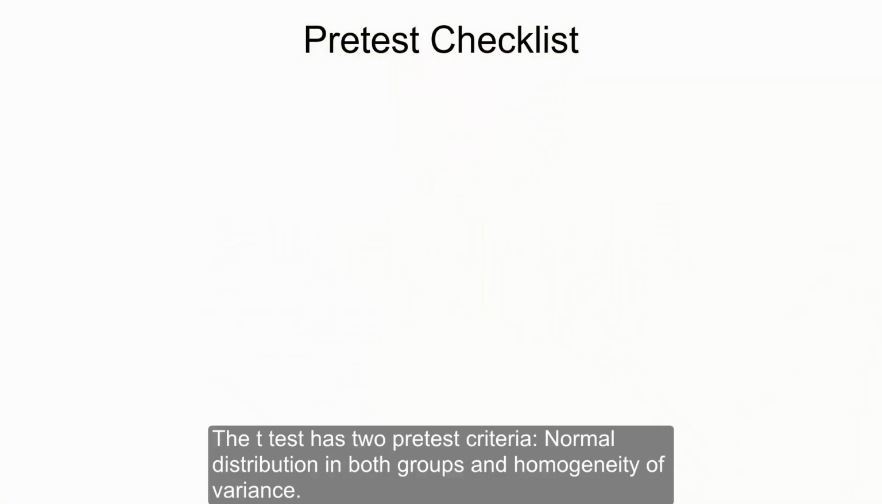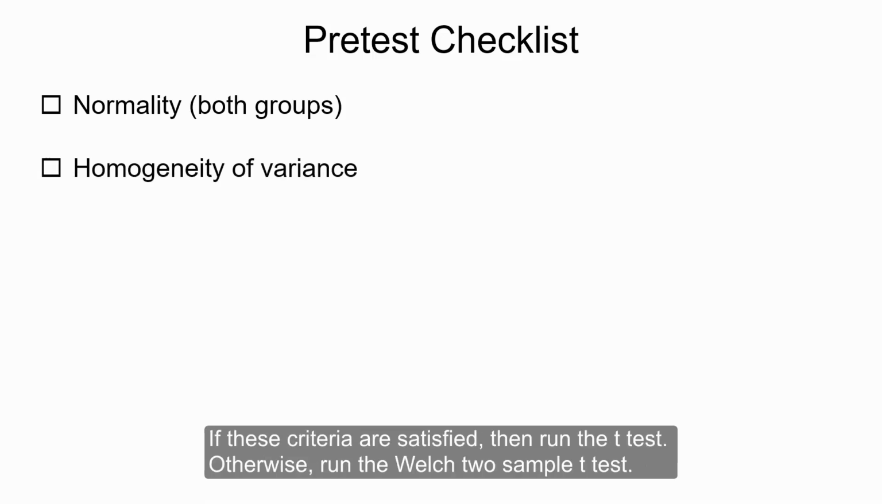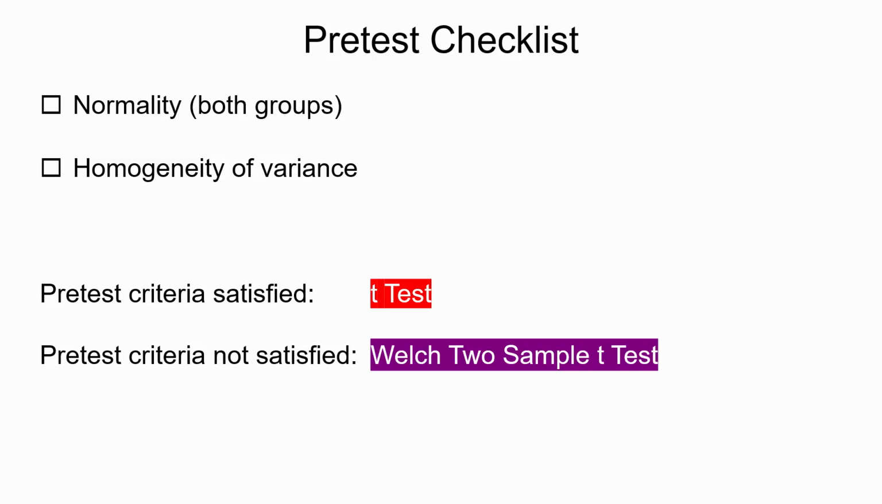The t-test has two pre-test criteria: normal distribution in both groups and homogeneity of variance. If these criteria are satisfied, then run the t-test. Otherwise, run the Welch two-sample t-test.